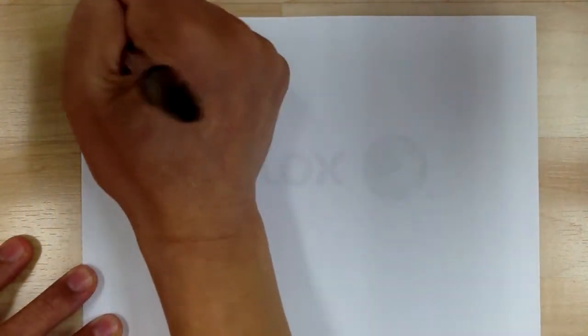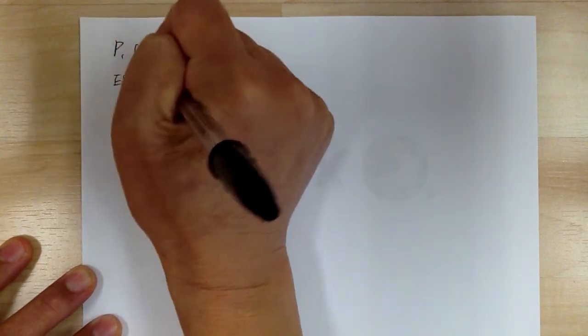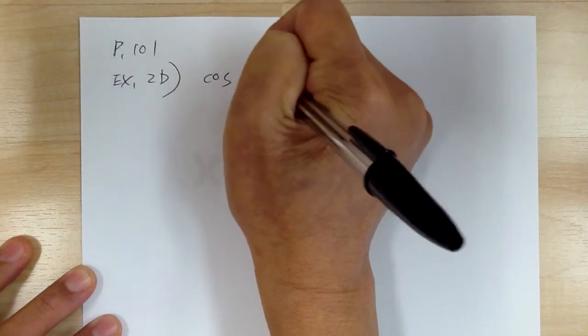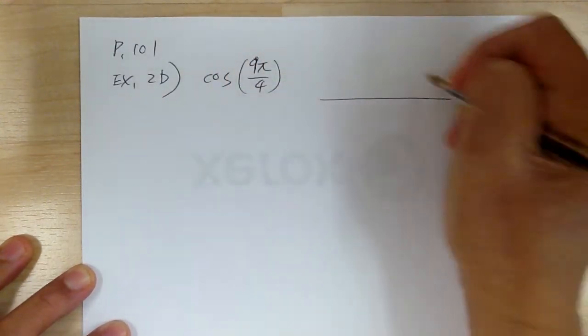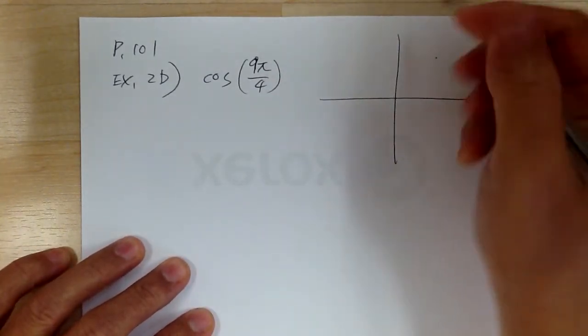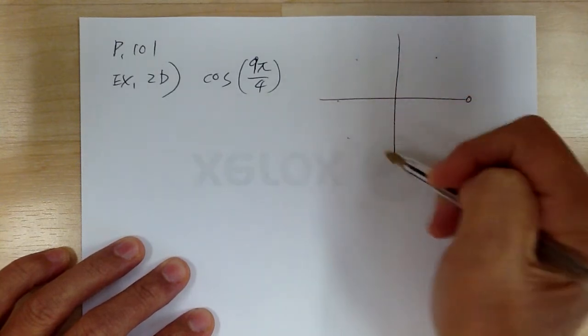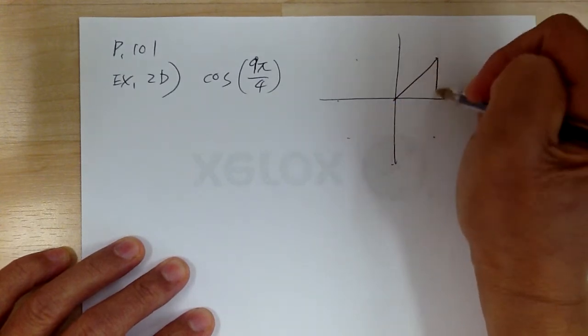Okay, let's go to example D. So page 101, example 2D. You have cosine of 9 pi over 4. So again, start with 0. There's 1 pi over 4, 2 pi over 4, 3 pi over 4, 4 pi over 4, 5, 6, 7, 8, 9. So here's your 9 pi over 4.